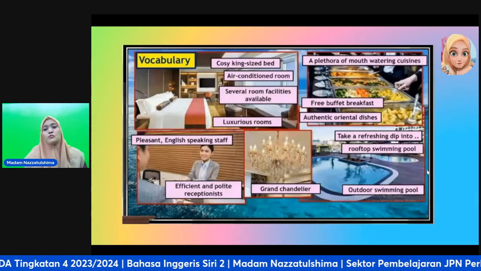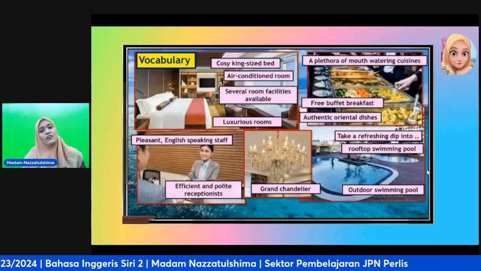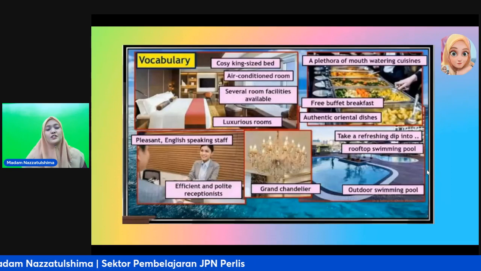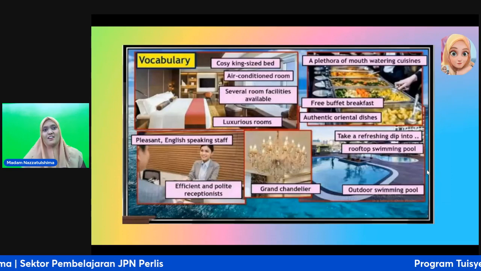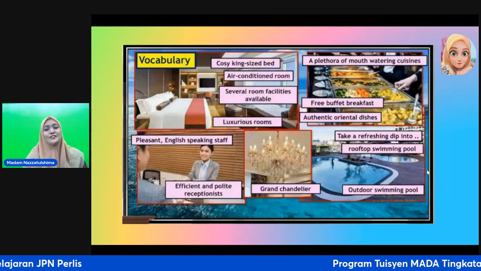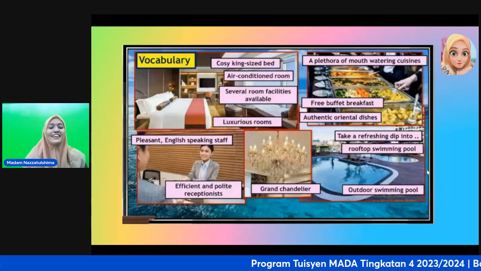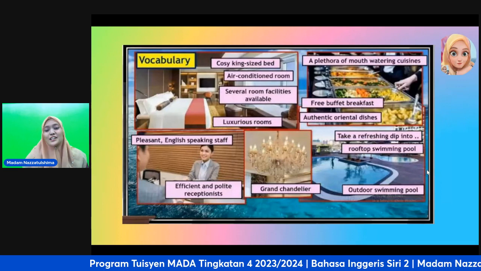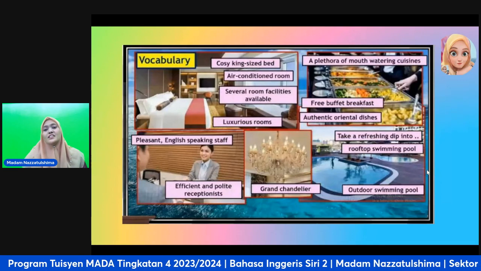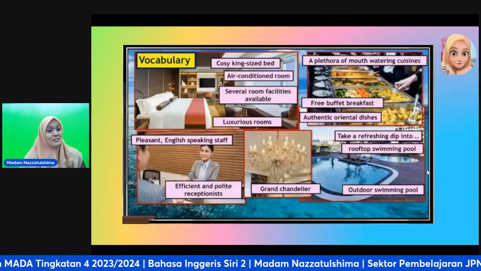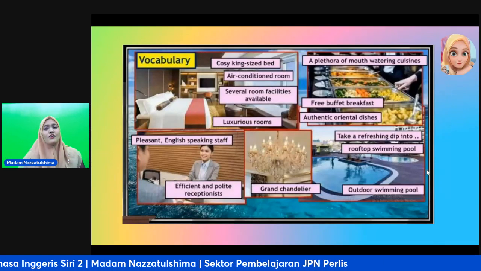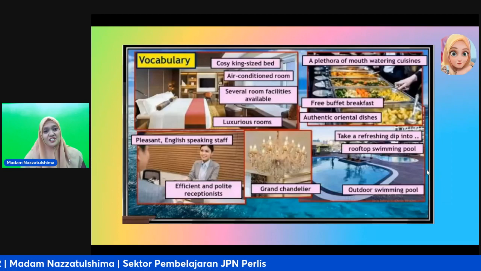Next one, free buffet breakfast. Most hotels, especially 4 or 5 star hotels, might offer you a free buffet breakfast. Sarapan percuma. This is very, very important, right? This is very interesting about that hotel. Next one is authentic Oriental dishes. Authentic means original, and Oriental dishes is mostly about Chinese dishes.